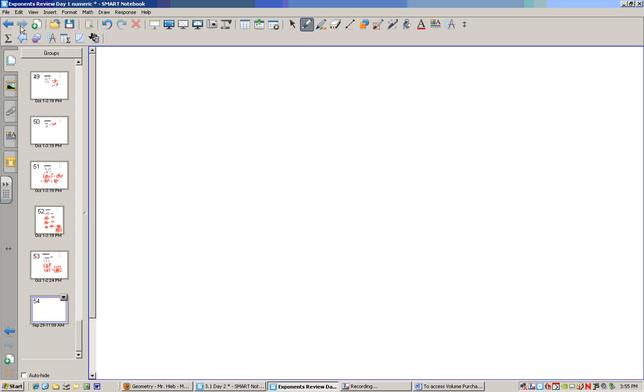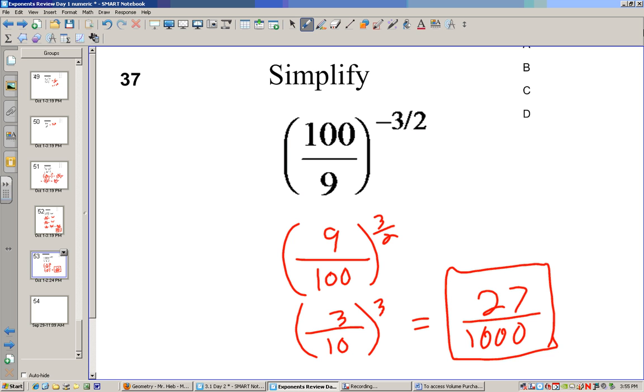All right, that's it. Hopefully this was a good review of exponents. Your homework is on a worksheet.